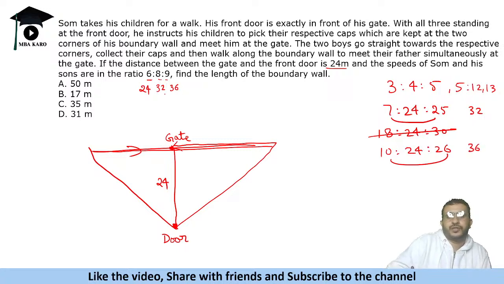ठीक है, सो एक पर्सन ने 32 कवर किया, एक ने 36 कवर किया. So this distance is going to be, this is the hypotenuse, this is 26 and this is going to be 10, and this is the hypotenuse, 25 is the hypotenuse, so this is going to be 7. So 10 plus 7, 17 meters.